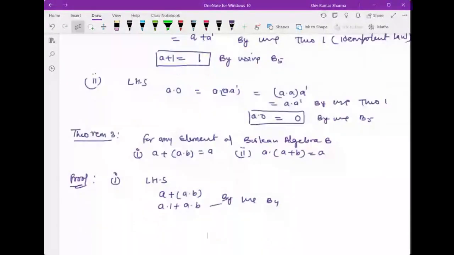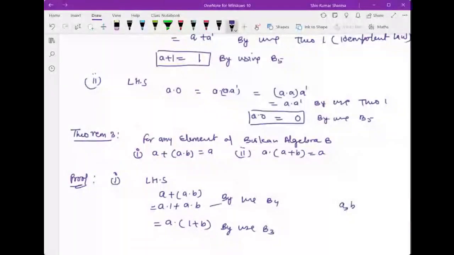Now we use the distributive law. So when we use the distributive law, you can write it as a into 1 plus b. Here we use B3.